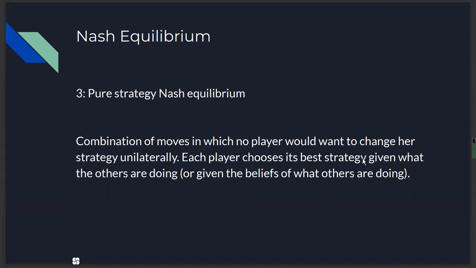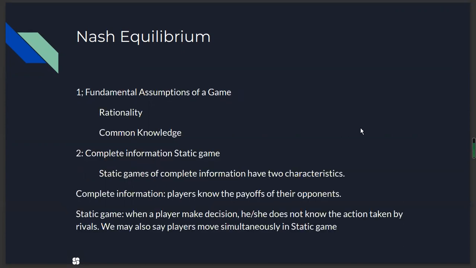Now I will go to number one, which we call the fundamental assumption of a game. There are two characteristics of this one. One we call rationality. The second one we call common knowledge, which means that all players know that the other player is rational, and the second player also knows the first player is rational, and each player wants to maximize their own profit as their target.